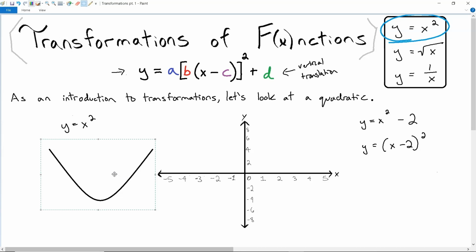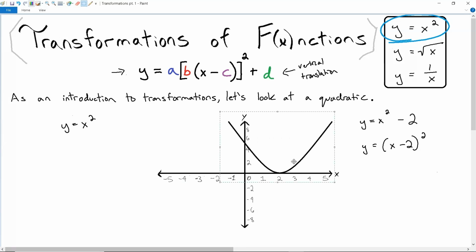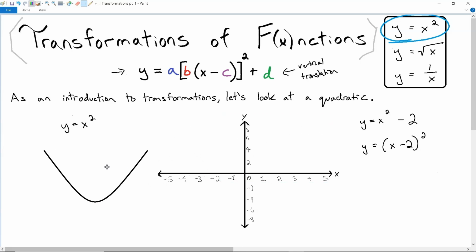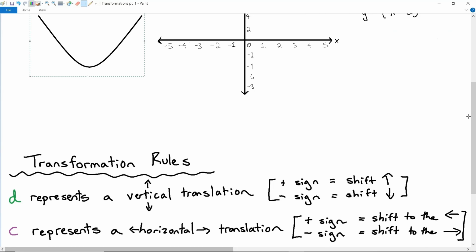Again, let's start with our parent function of y equals x squared. X minus 2 squared is actually going to give us a horizontal shift 2 units to the right. So now our vertex is at x equals 2. And that is our second possible transformation down here. So c represents a horizontal translation. However, the sign of the number is actually going to do the opposite of what we saw with our d value.